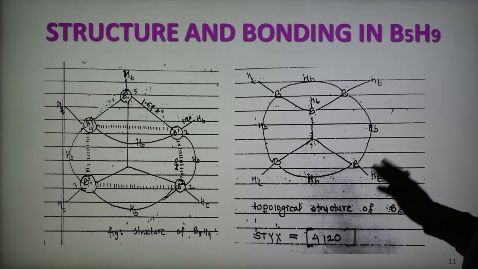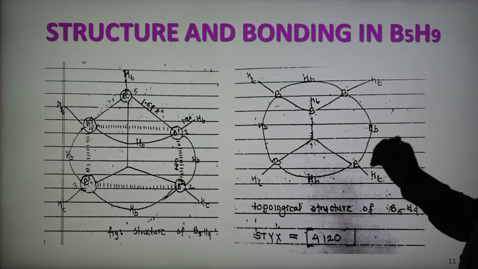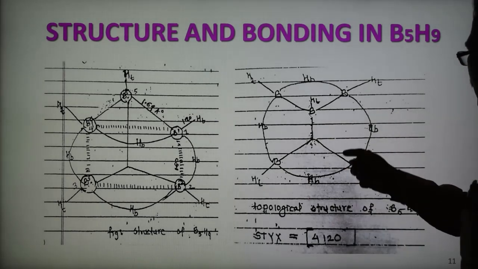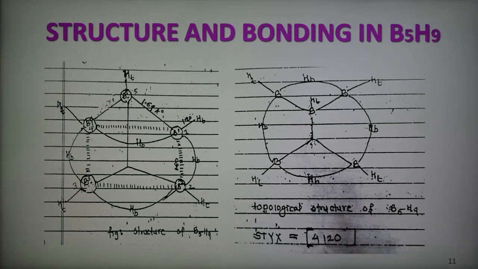Number of BH2 in it, that is X. What is X? The number of BH2 groups. In this case there is no BH2 in it, therefore it is 0. So the strike number for this pentaborane 9, B5H9, is 4120.